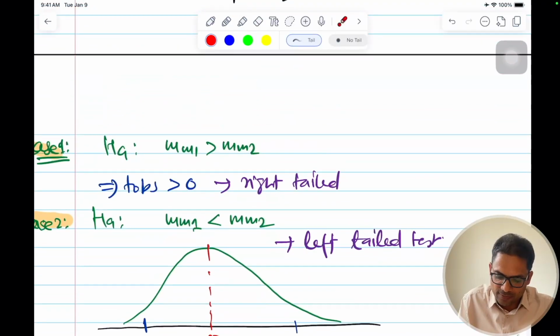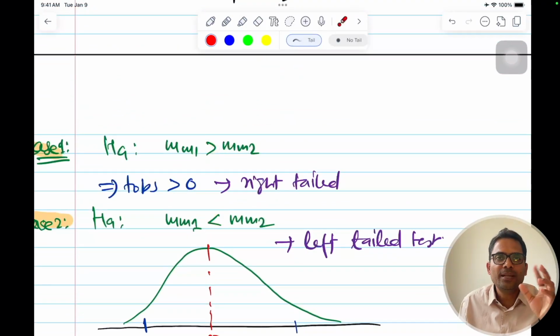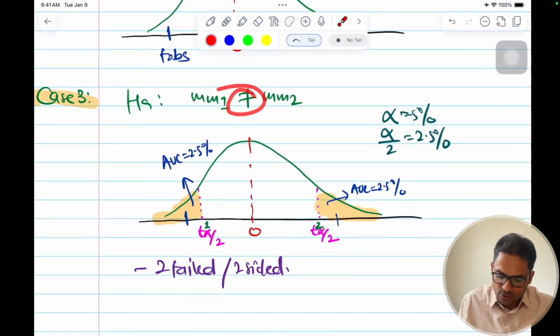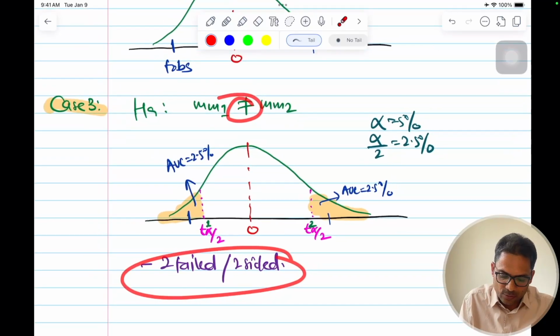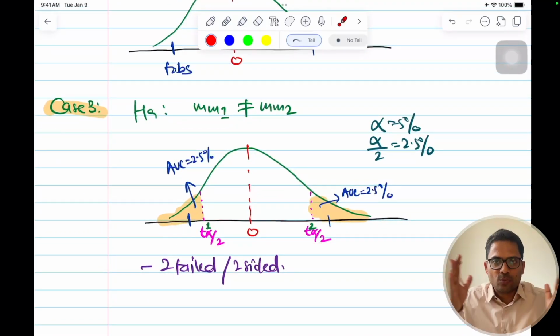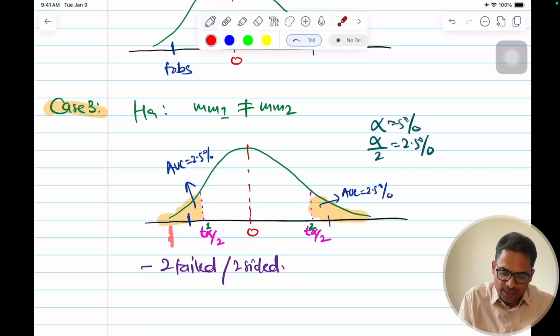This is also inequality. When you have less than or greater than, that will be single-tailed, one-tailed, one-sided, left or right. But if there is not equal to, then this will be a two-tailed or two-sided where it can go on both the sides, and if the test is symmetrical, I'll divide the significance level into half on both the sides and I'll measure where my t observed lies.